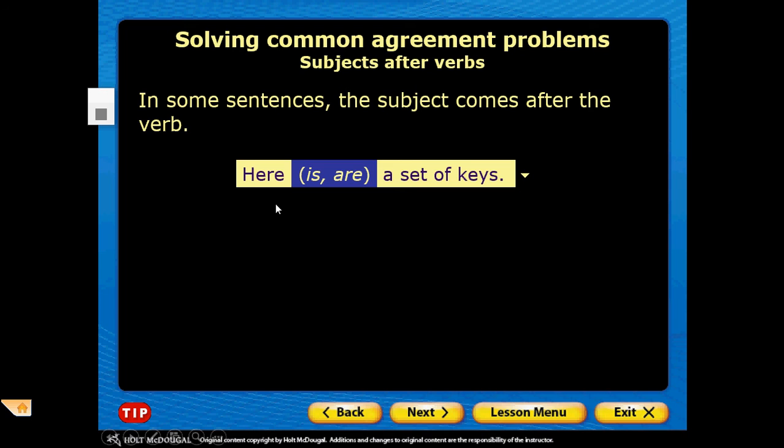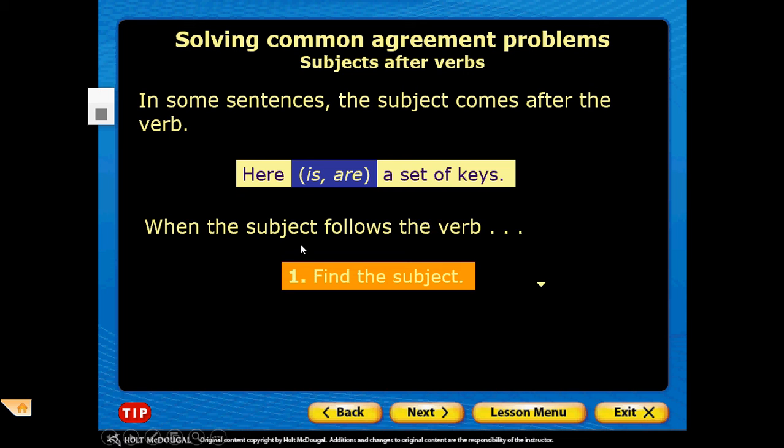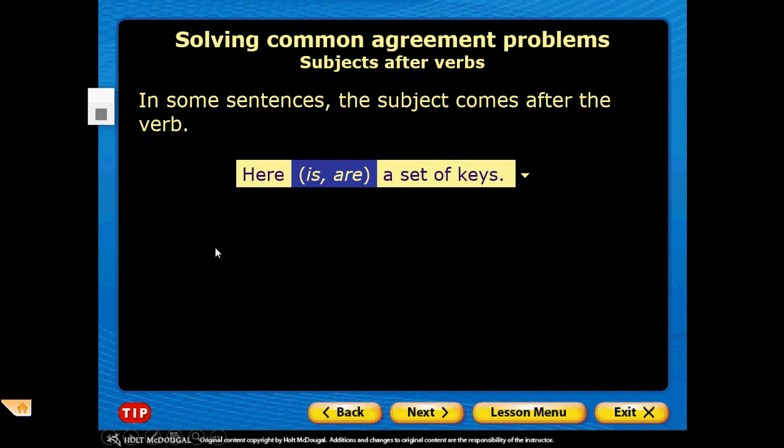Reverse it. A set of keys, then you would put are, because it's plural? No, sorry, you're going to use is. I tricked you. Because I'm talking about only one set, rather than keys. It's so confusing, but you guys are amazing, and you will not fall into this trap again.